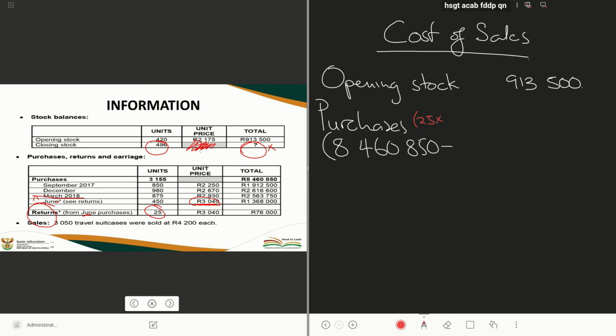And in June, how much were they going for? 3,040. So you take your calculator. You now say it is your 25 multiplied by 3,040. And you will get now 76,000. What is this 76,000? This is now your units returned. Very important here. 76,000. Boys and girls, come with me here now.